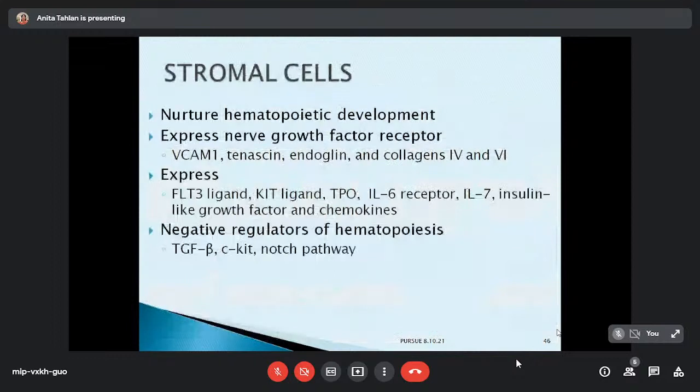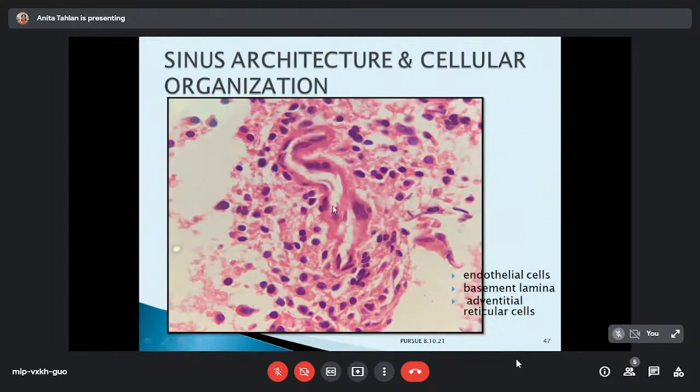In addition, the stromal cells also express nerve growth factors, VCAM, tenascin, endoglin, and collagens. They express IL-6 receptors, IL-1, insulin-like growth factors, and various chemokines. They also express TGF-beta and c-KIT, which is a negative regulator of hematopoiesis. So stromal cells may promote as well as inhibit hematopoiesis.